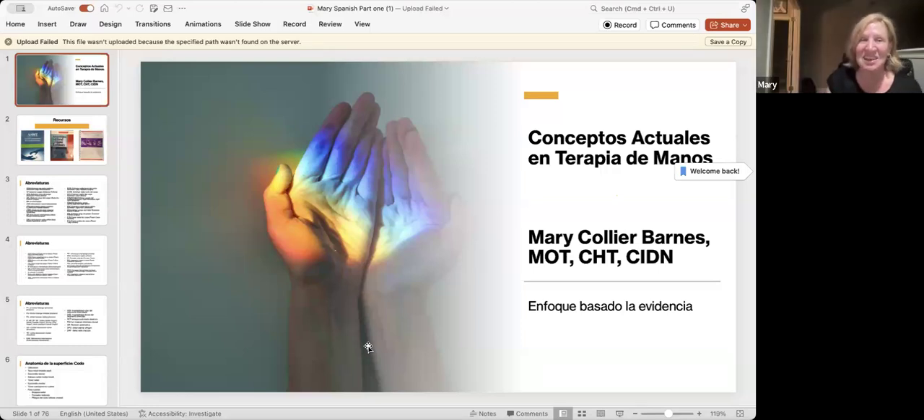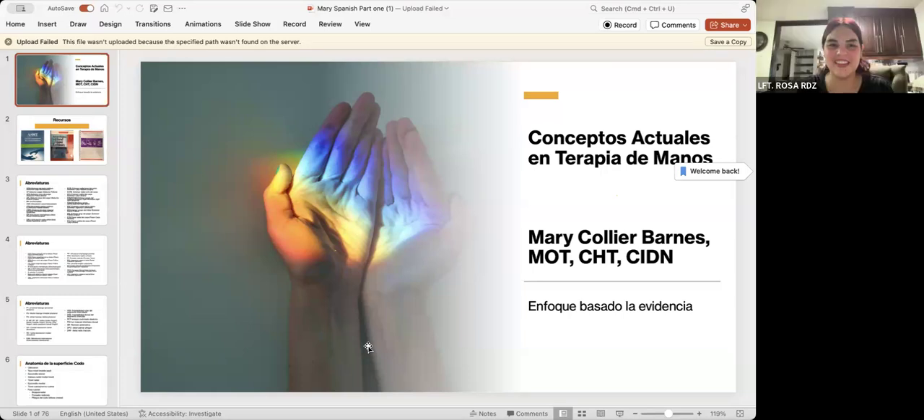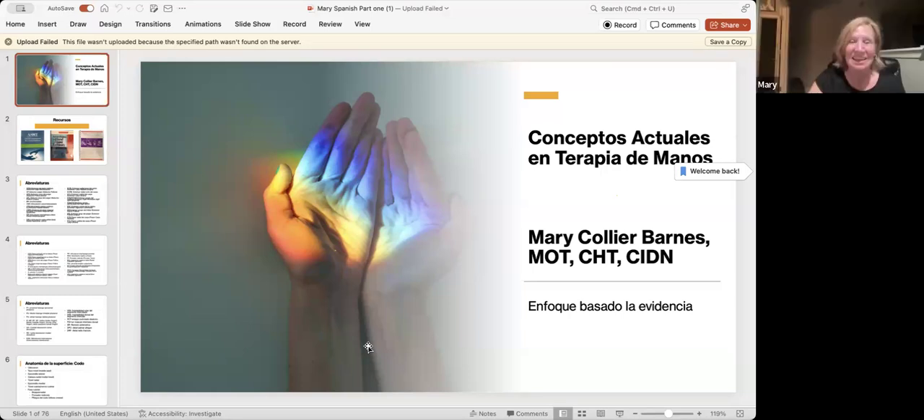That's really exciting that it can do subtitles. I hope it works. Technology is amazing. Yay. And you guys can see my screen.